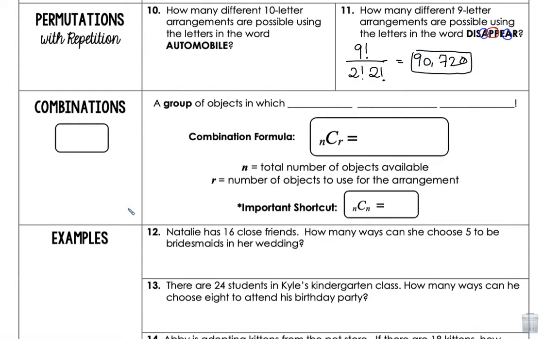And moving on to combinations. So this is similar to permutations, but with combinations, the group of the objects, the order does not matter. Order doesn't matter.